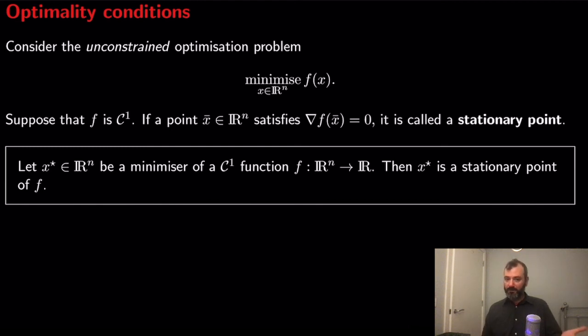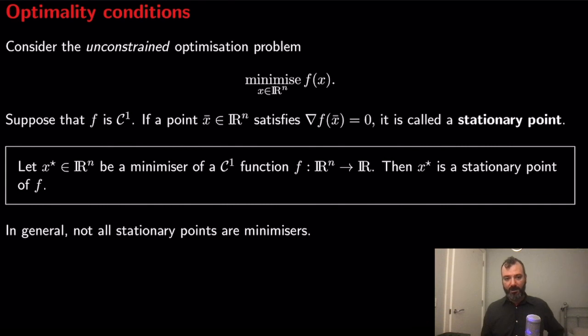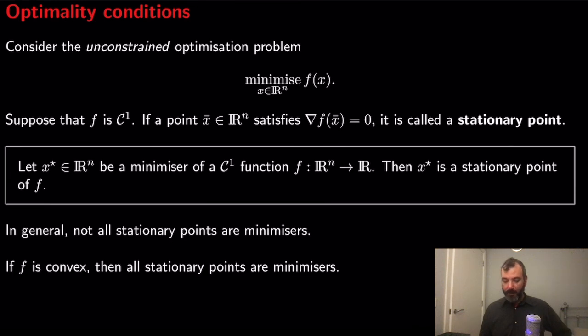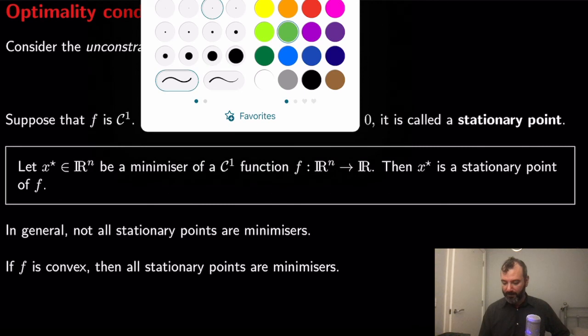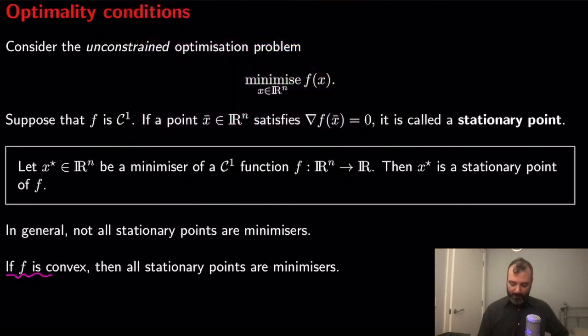The converse is not true. Not all stationary points are minimizers. In general, not all stationary points are minimizers. If, however, and this is the beautiful news, this is the breaking news of the day, if f is convex, then all stationary points are minimizers.